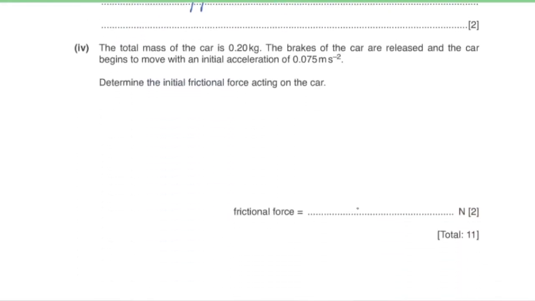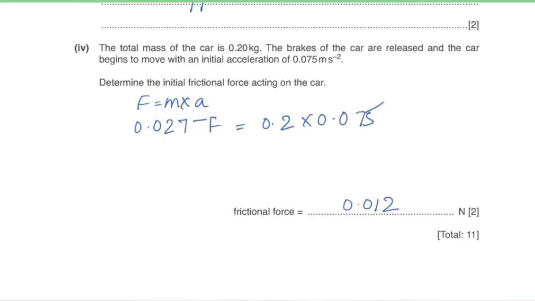Part 4, the total mass of the car is 0.2 kilograms. The brakes of the car are released and the car begins to move with an initial acceleration of 0.075 meters per second square. Determine the initial frictional force acting on the car. So resultant force is equal to mass into acceleration, where resultant force in this part of the question involves friction force and the force that's exerted on propeller by air, which is 0.027 newtons. So resultant force is the difference between those two forces, and the mass of the car is 0.2 into 0.075, and we get frictional force as 0.012 newtons.